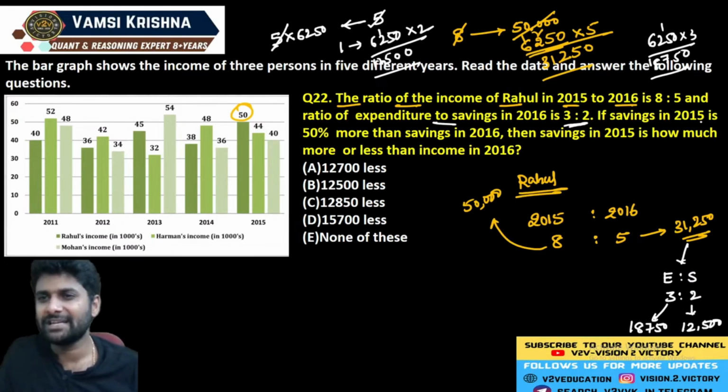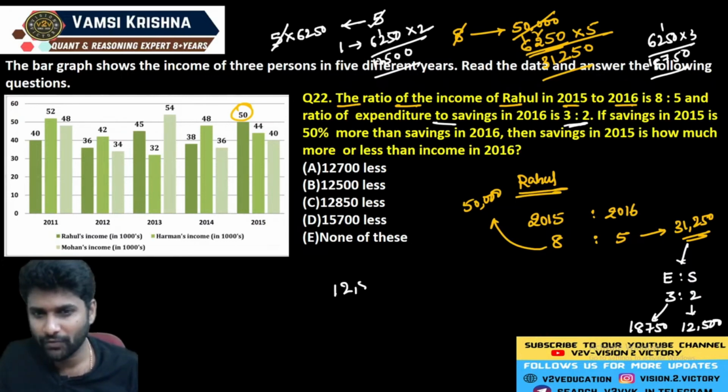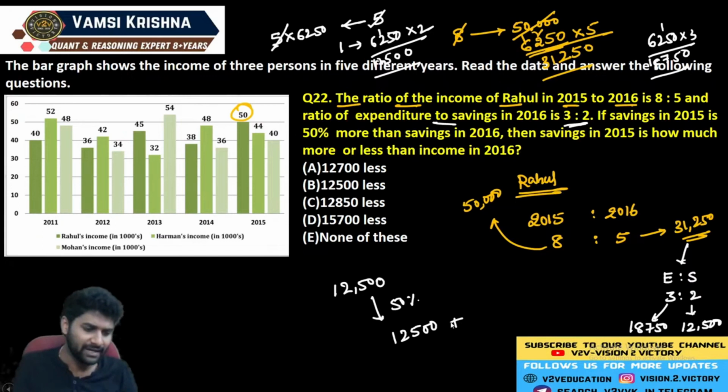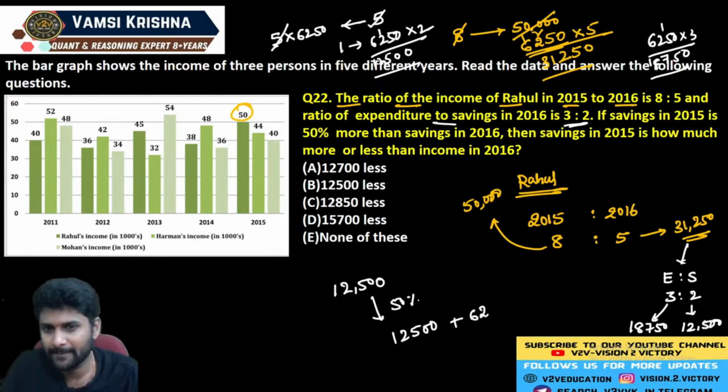If the savings in 2015 is 50% more than the savings, see, 12,500, which is exactly equal to 50% more, means 50% of 12,500, guys. 50% of 12,500 is exactly equal to how much? 6,250, right? So add these two numbers, you will get the value. See again, it's a value of 18,750.